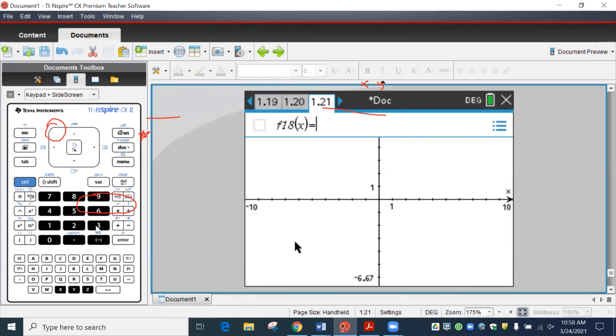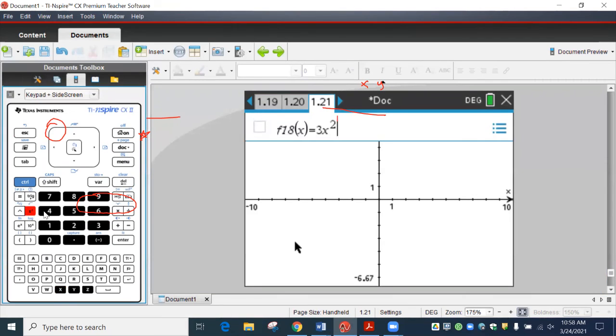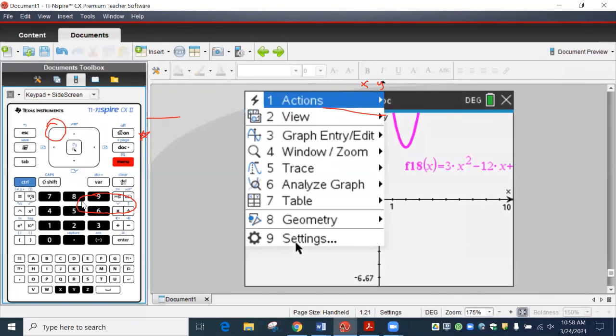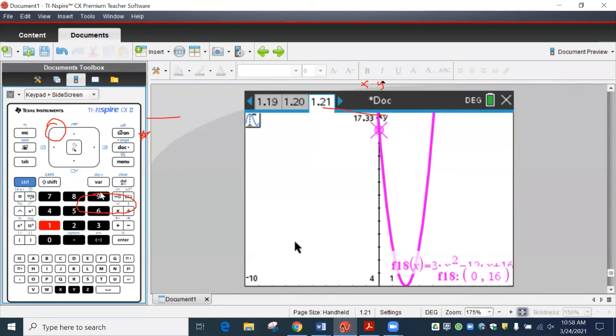And we're typing in 3x squared minus 12x plus 16. Hit enter. All right, so when we hit menu 5-1, because we're looking for a y-intercept, also, if you look at your answers, they're all points. So menu 5-1, it always goes to the y-intercept first. So this is the y-intercept right here. It's on the y-axis. So the answer should be 0, 16.